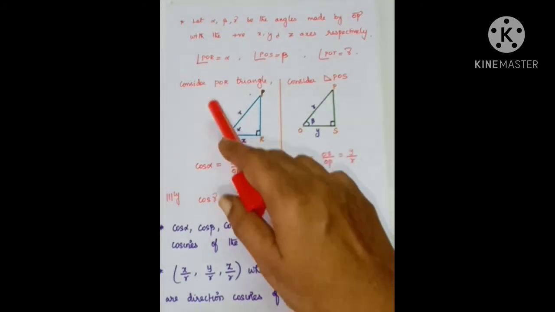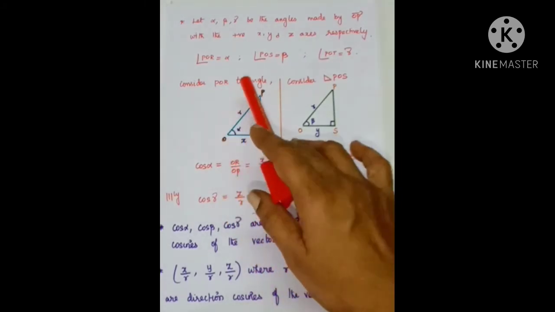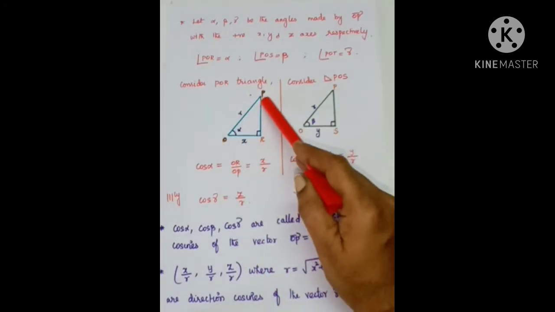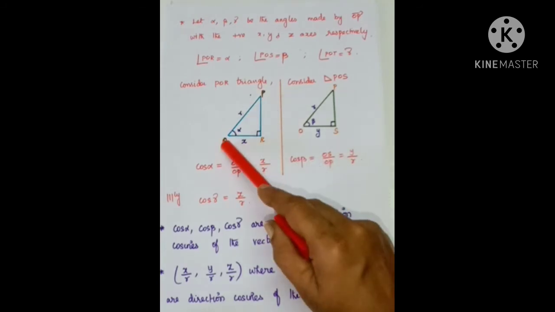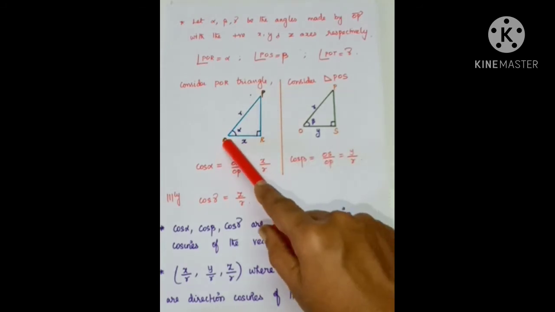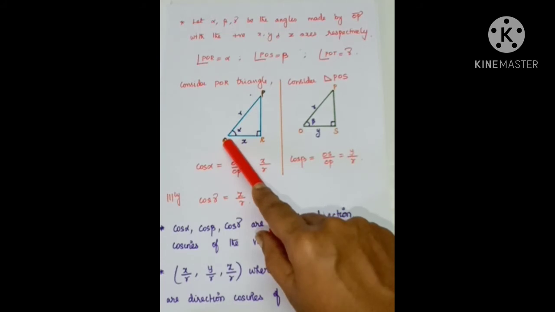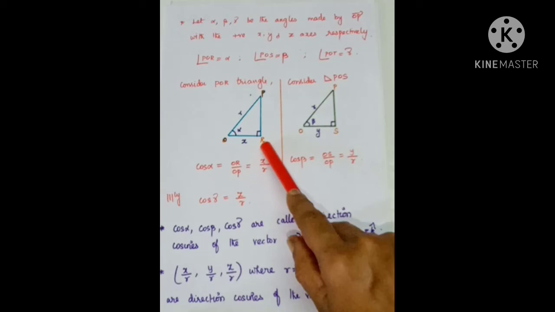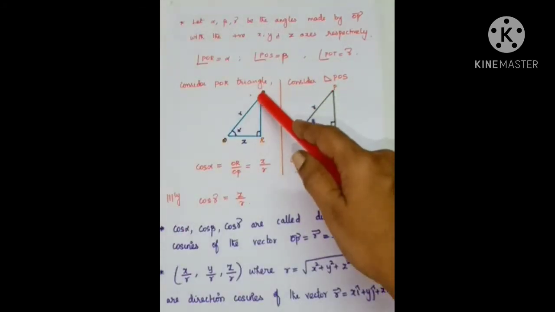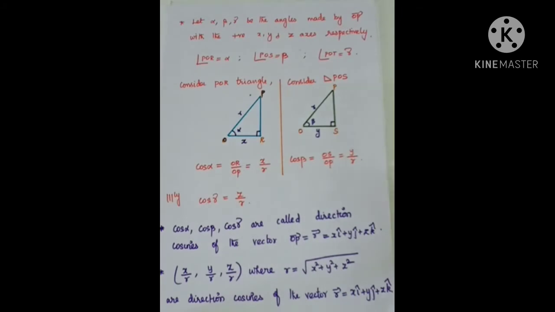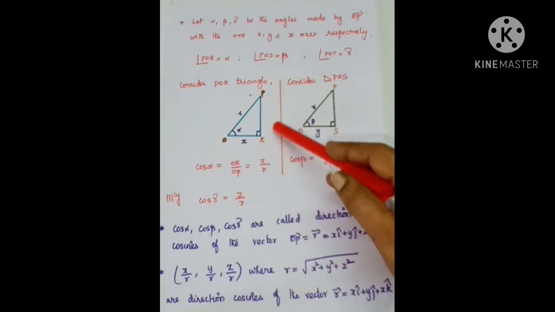Now consider a simple triangle POR. P is a point having the coordinates x, y, z. O is the origin for the x and y axes. And here I have taken R. R is the foot of the perpendicular drawn from P onto the x-axis. So now I consider the triangle.